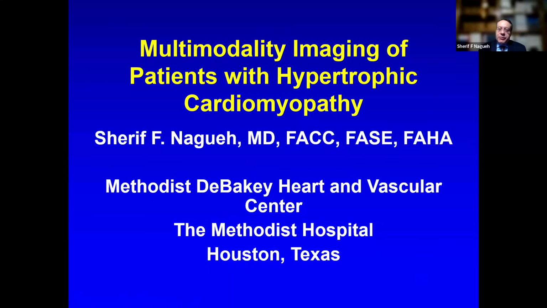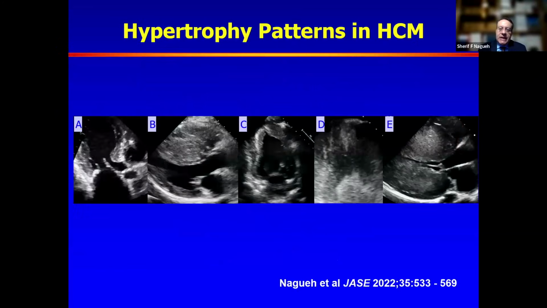I'll talk about multimodality imaging of patients with hypertrophic cardiomyopathy, and I will try to highlight the clinical implications of the imaging findings. So one purpose of imaging is to make the diagnosis, and the diagnosis doesn't just depend on imaging, but imaging is a big part of that. Without it, one cannot make the diagnosis.